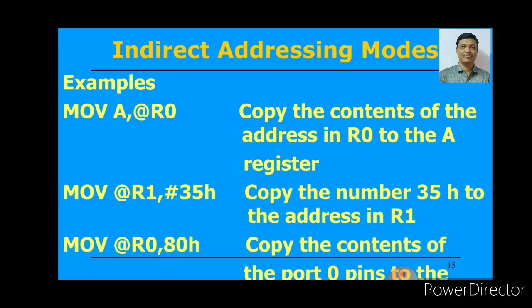The next example, MOV @R1, #35H. Here the number 35 will be directly transferred to the address which is stored in R1. The next example is MOV @R0, 80H. Here the contents of address 80H will be transferred to the address which is stored in register R0.